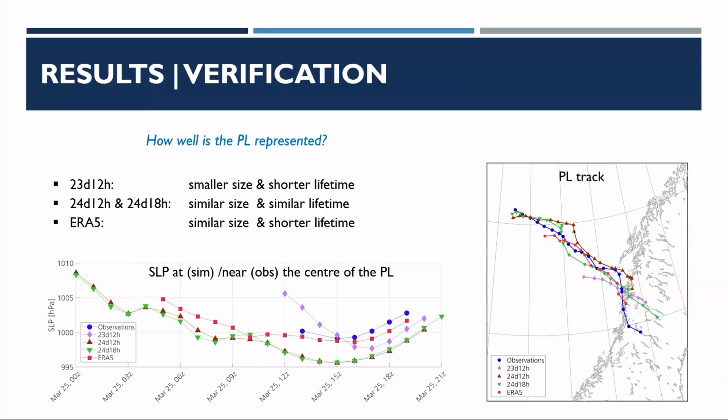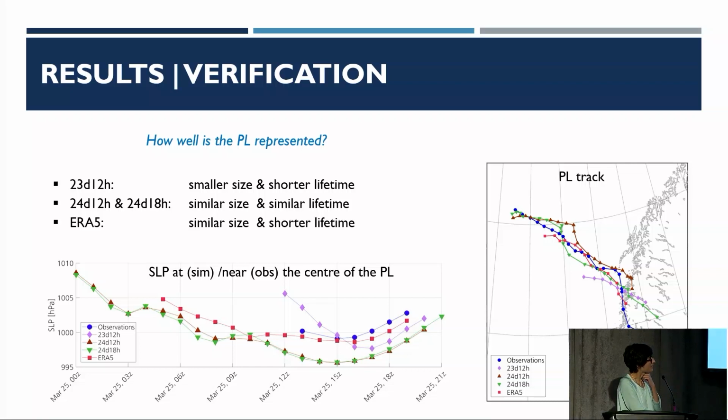And finally, on the right figure, you have the polar low tracks for the observed, again in blue, and then you can see that ERA5 is pretty close to the real track, and also the polar low in the simulations initialized on the 24th are pretty close to the real track.